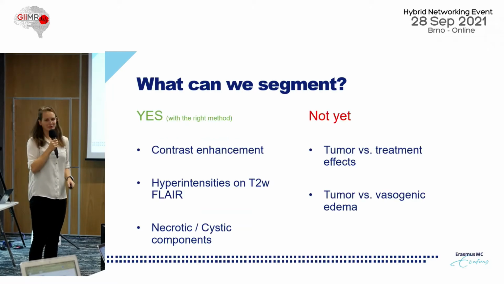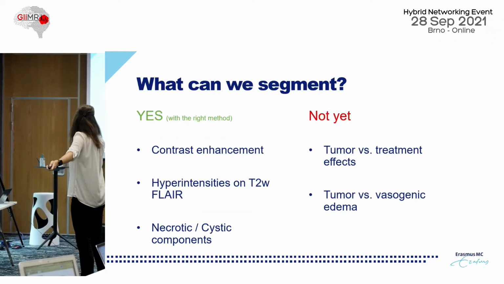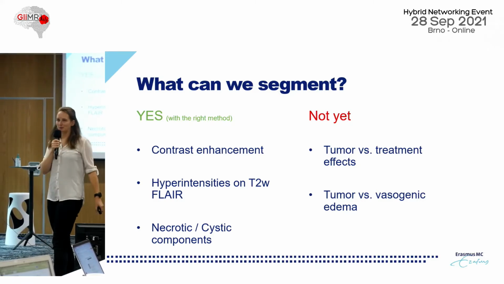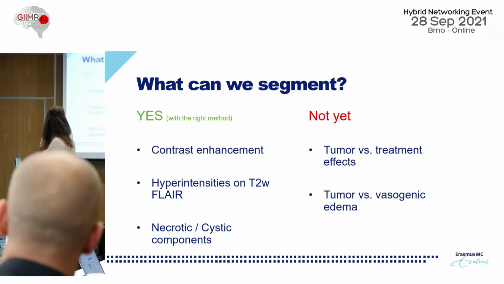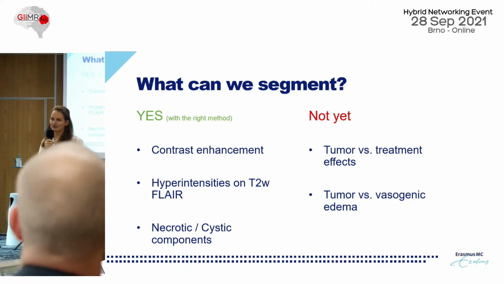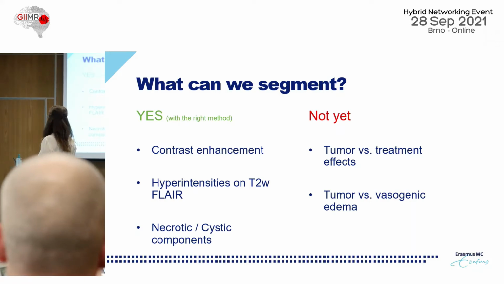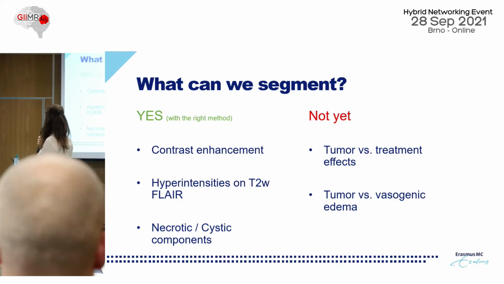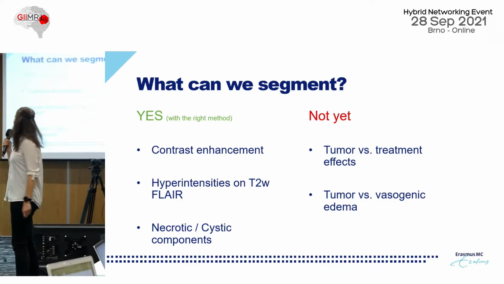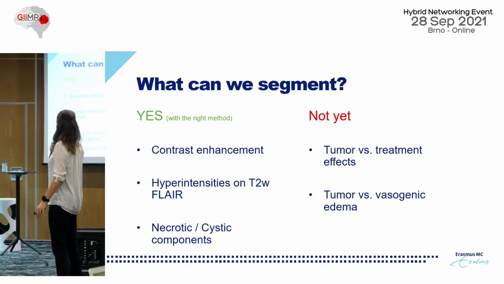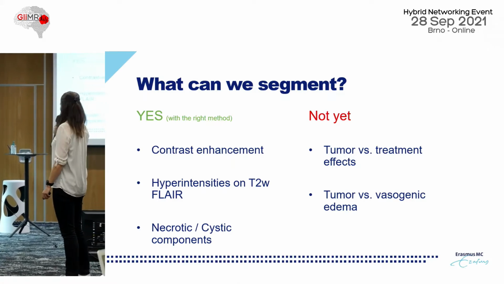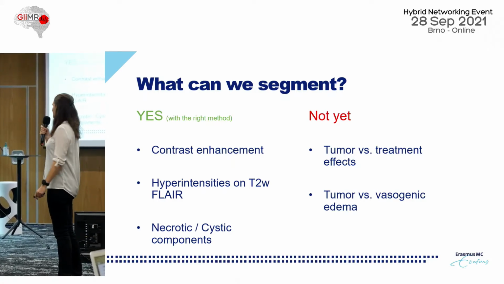Yeah, so let's talk about the current state of the art. So what can we segment? I think currently we can pretty well segment contrast enhancement, hyperintensities on T2 FLAIR, and necrotic or cystic components of the tumor. What we can very much not segment, at least not automatically, is the difference between tumor and treatment effects, and of course tumor versus vasogenic edema. Where do you draw the line? This is the question that you are all supposed to answer.